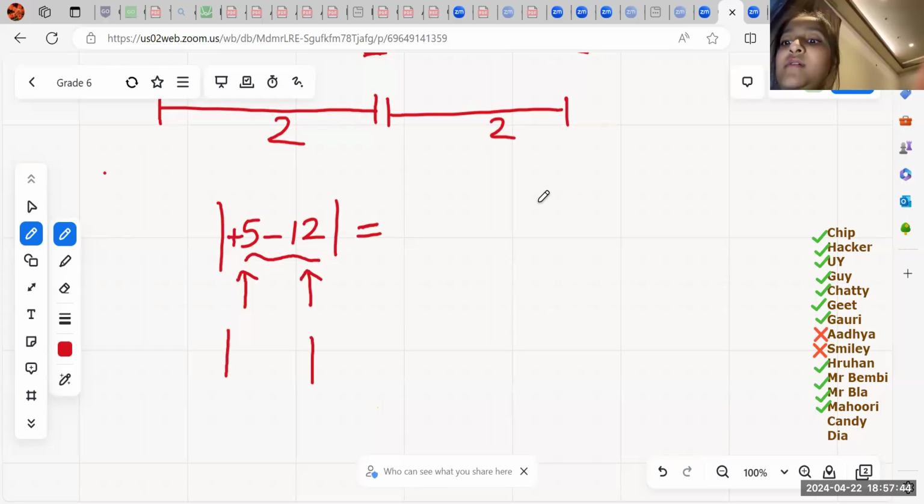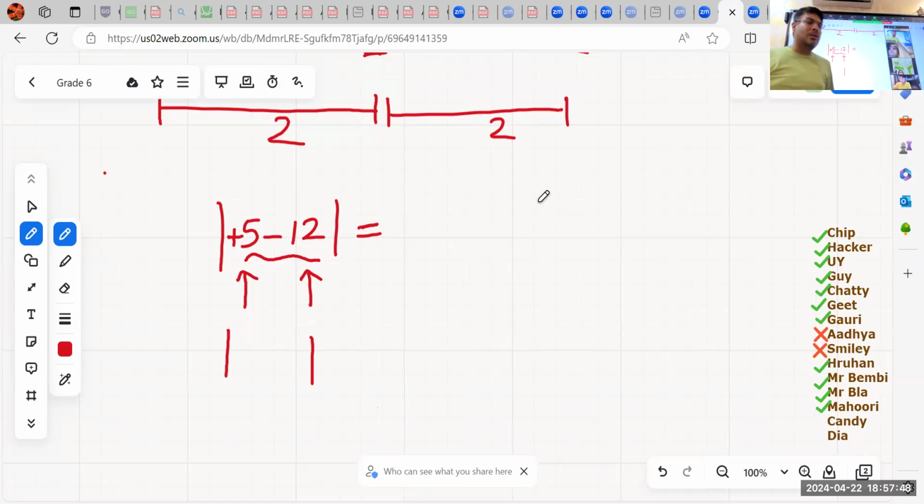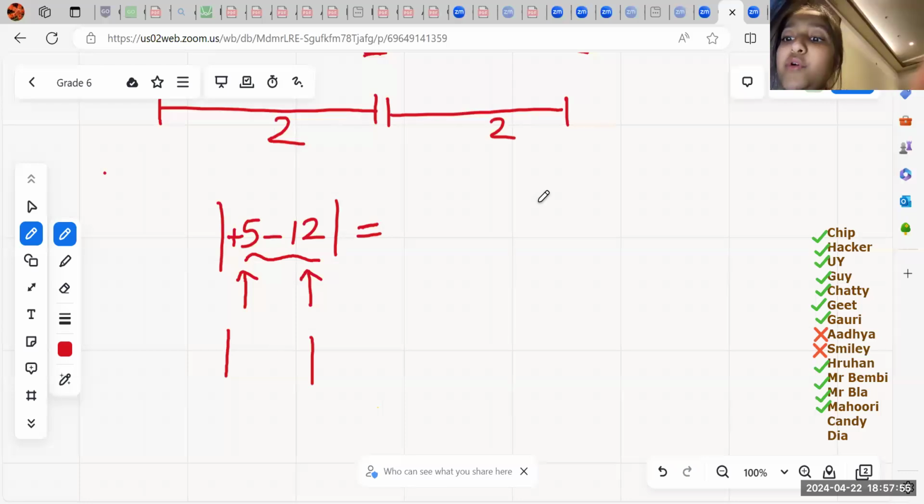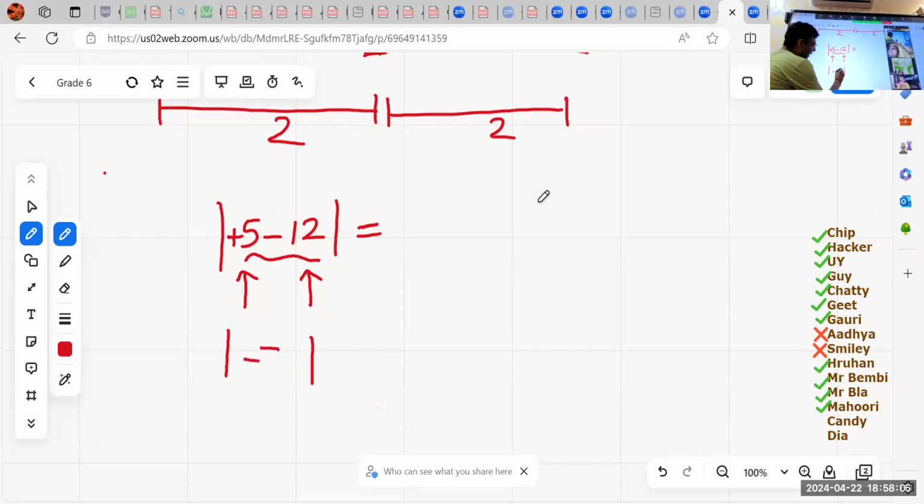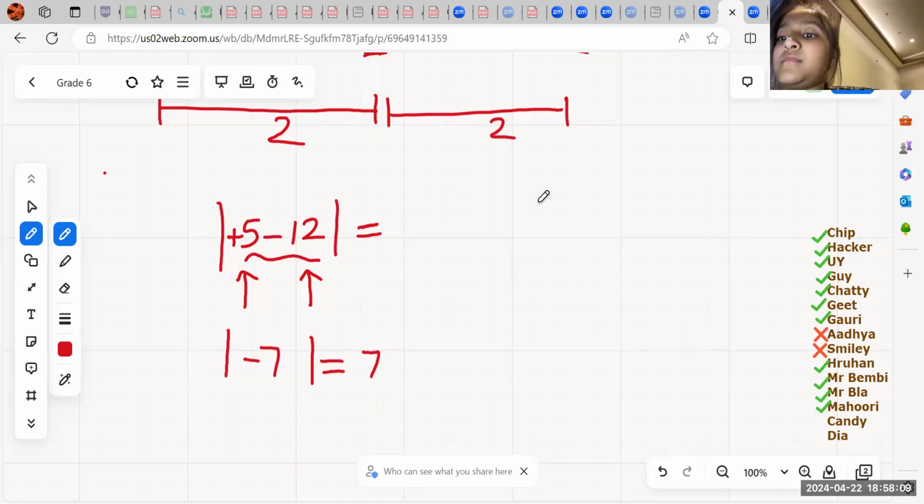Now I have to see, is my loss more or my profit more? Minus is loss, plus is profit. Beta, loss is more, na? It's minus 12, plus is only 5. So the negative number is bigger. So you will get minus 7, which in the magic brackets of absolute value, we will get plus 7.